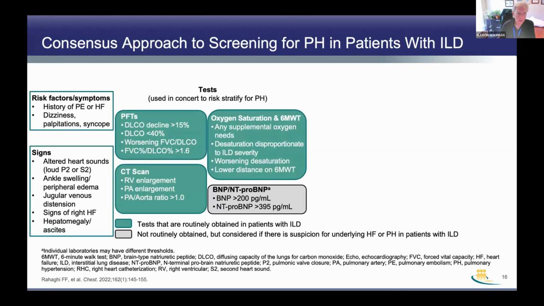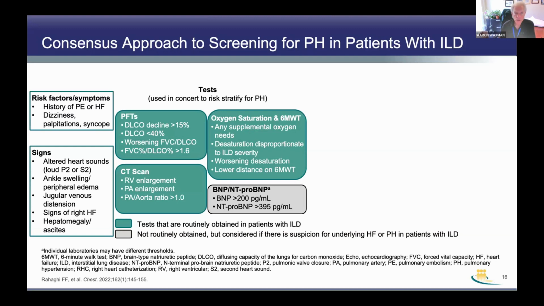But within that, the diffusing capacity can be very helpful in screening for pulmonary hypertension, especially as that diffusing capacity drops by more than 15% a year or should fall below 40% of predicted. The CT scan can be very helpful looking for right heart enlargement, pulmonary artery enlargement, or an increase in the pulmonary artery to aortic diameter ratio.